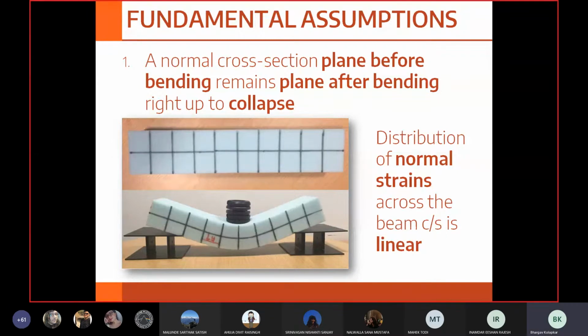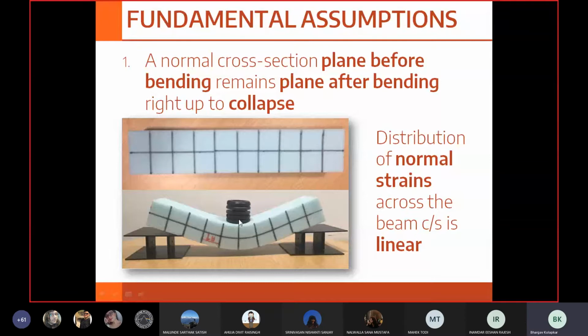Okay, so what this assumption says is that if I draw these vertical lines in an unloaded condition, and if I load it, in its deflected shape these lines would still be vertical. The assumption is very simple. This straight line that I see here is going to be a straight line here also, even after it has bent. It is not going to be a distorted line. It is going to be a straight line. Okay, very simple assumption, but very profound implications.